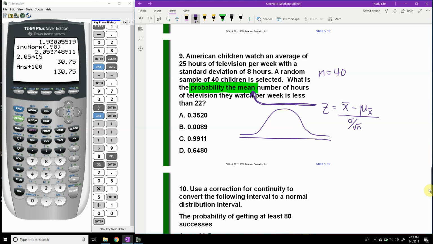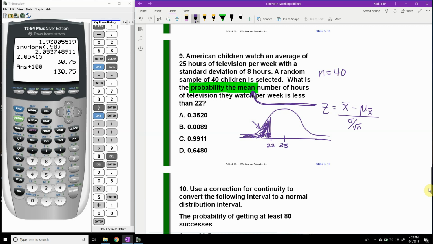So what's the probability that the mean is less than 22? Well, I already know that the average is 25. So I want to figure out the probability that it is less than 22. This is 25, and 22 is going to be down here. Being less than 22 means that I'm going to be shading area to the left. So really this question is asking me to find that area, because that's going to be the probability.